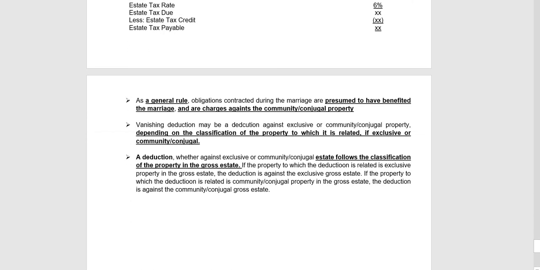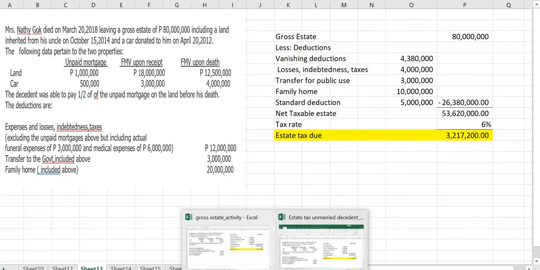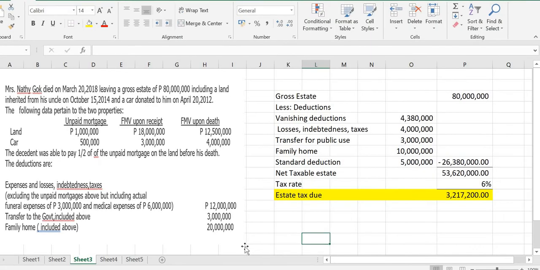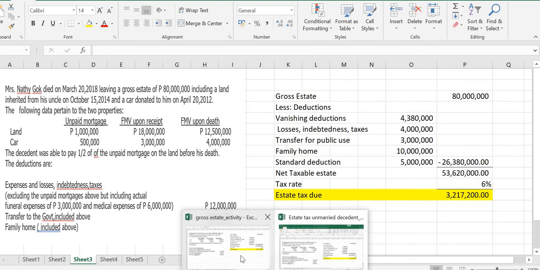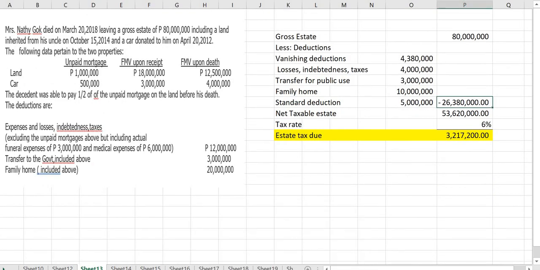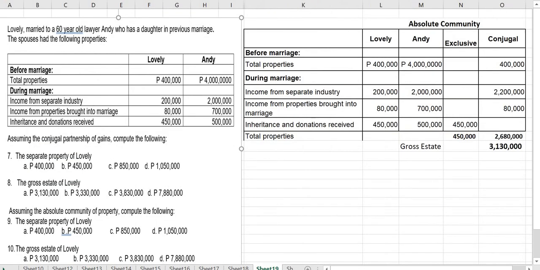So, we have an example. Let us do an example first with the property relations.